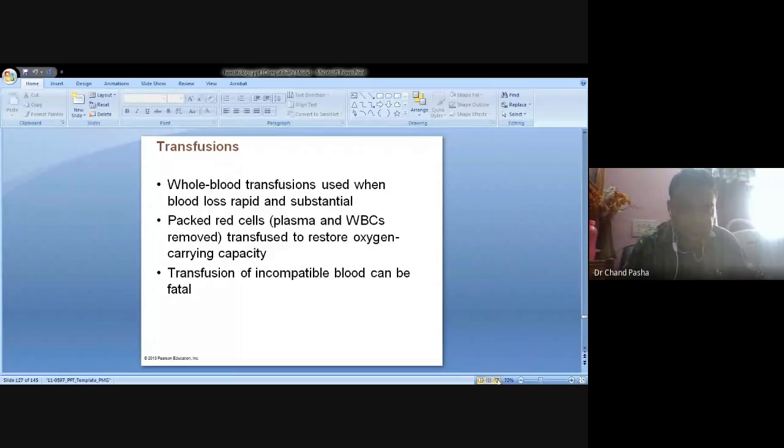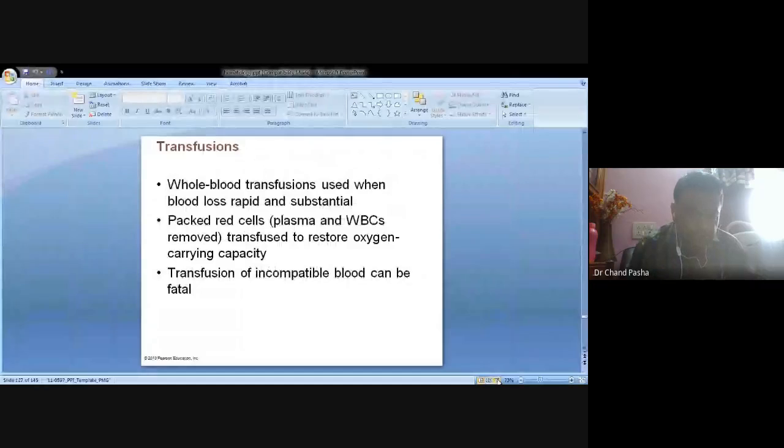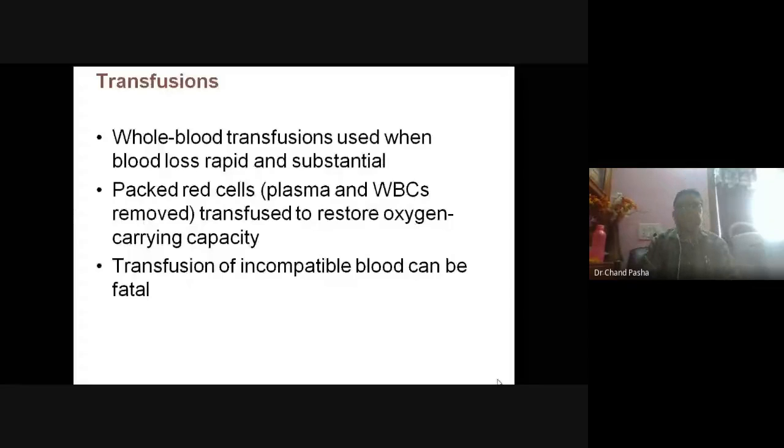Okay, I'll start the second segment. There is transfusion and blood groups. As you are much aware about blood groups especially, I'll be completing it in another half an hour.